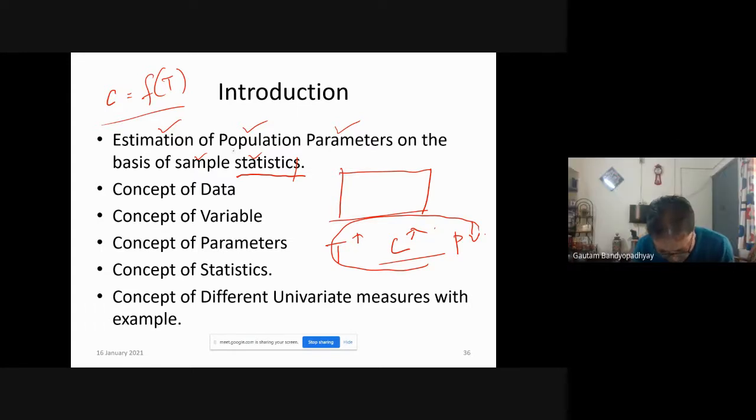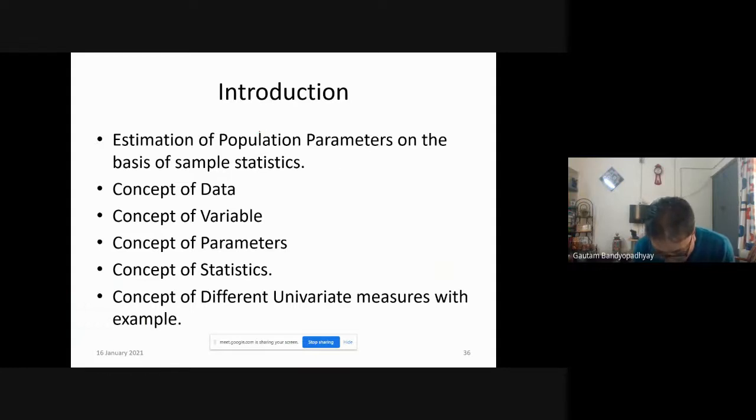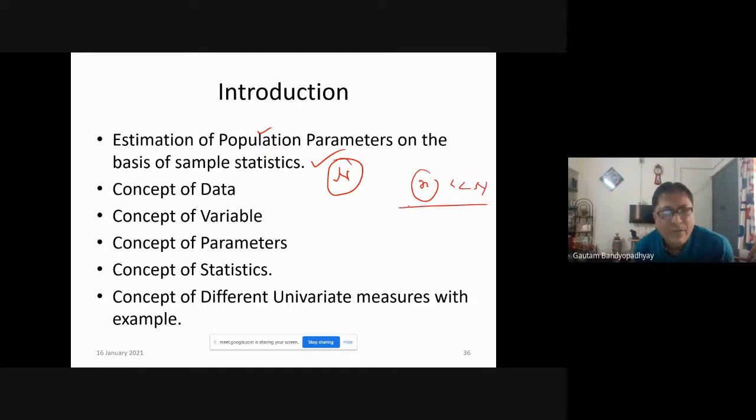Now I'm coming to this part. What do we mean by population? Say capital N is the population size, which is very large, and small n is the sample size. So obviously small n is much less than capital N. That means a sample is nothing but a proportion of the population. So this is the first thing, the size. Naturally, the sample size is very, very important in any kind of research.